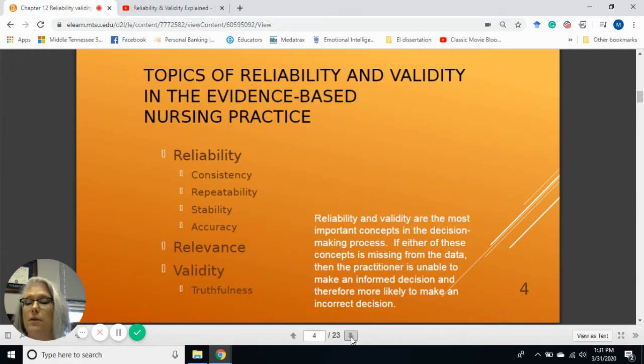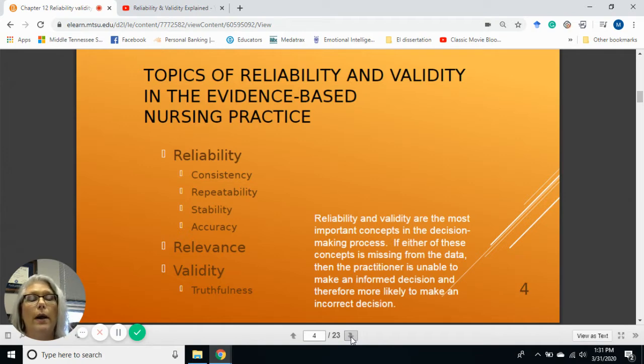Then relevance, the degree to which the relationship between the test and its object, or the test reflects what was reported to be tested. The degree of the relationship between the test and its object. The test reflects what was reported or tested. So that's relevance. And then validity is our truthfulness, the degree to which the results are truthful.